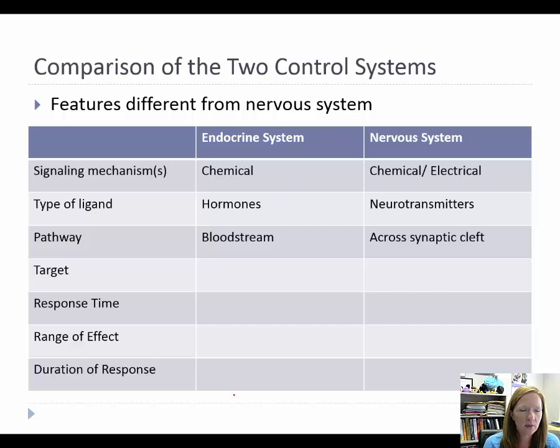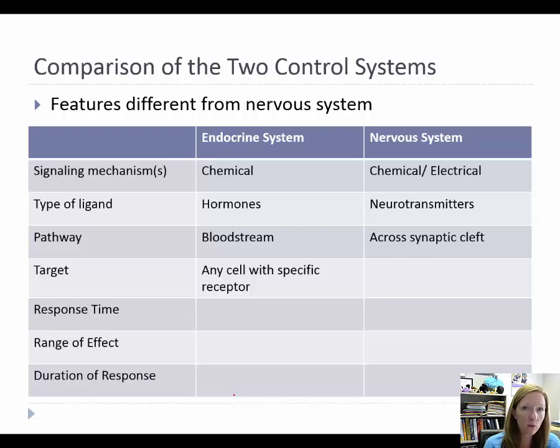When I talk about targets, I mean what type of tissues or organs will have these specific receptors. For the endocrine system, it's pretty much any body cell, any cell in the body, if they have a specific receptor. But again, remember I talked about how some cells are going to have these specific receptors for a hormone and some are not. It just depends on if you're looking at the mammary glands or if you're looking at muscle tissue and things like that.